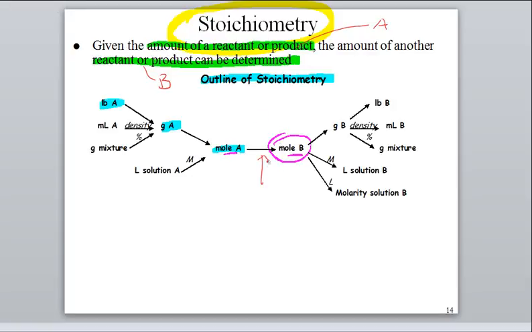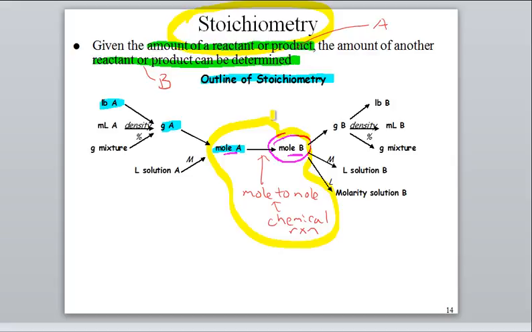You need your mole to mole relationship, and that comes from your chemical reaction. This is the heart of any stoichiometry problem that we're going to be doing in this chapter. You always do this step. You go between moles of A and moles of B. You will always use the mole to mole proportion in any of these stoichiometry problems.